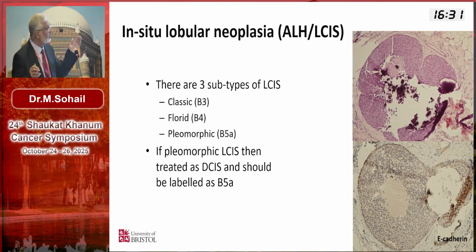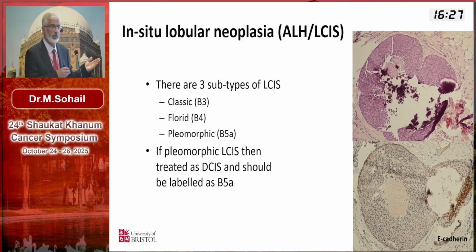I don't have much time to go into the natural history, but I'm sure you know that lobular carcinomas are slightly different in behavior compared to ductal carcinomas. So if this is pleomorphic, then you call it B5A, and they are treated like DCIS. One other thing which I mentioned yesterday is that the presence of necrosis does not make it pleomorphic. You can see central necrosis in both florid and pleomorphic LCIS.